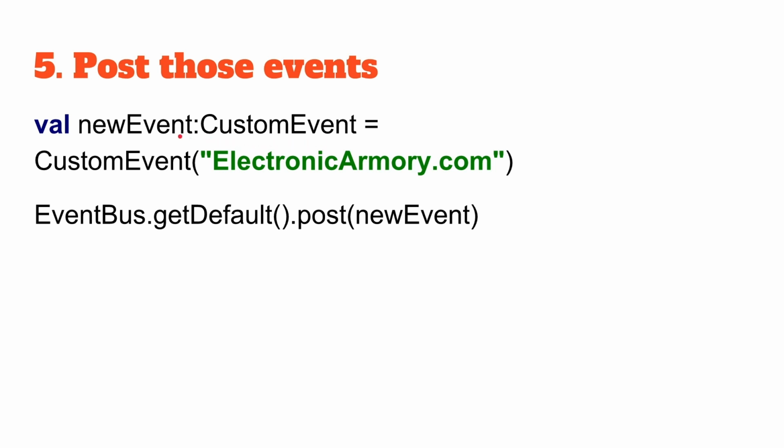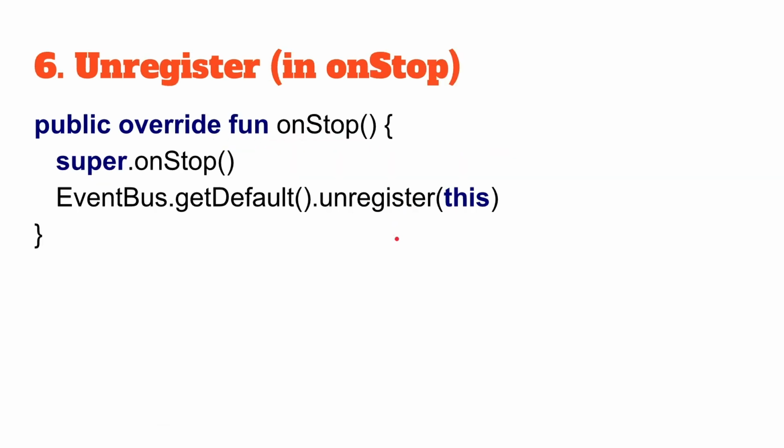So if we have a custom event, we just go ahead and create it. We use the val keyword. It is of type CustomEvent with this constructor. And as part of that constructor, I'm going to pass in some piece of data. And then once I have this new event object, I'm going to post it to EventBus in its parameter list here, and just post it. And everybody that cares about this new event of type CustomEvent will get notified of that.